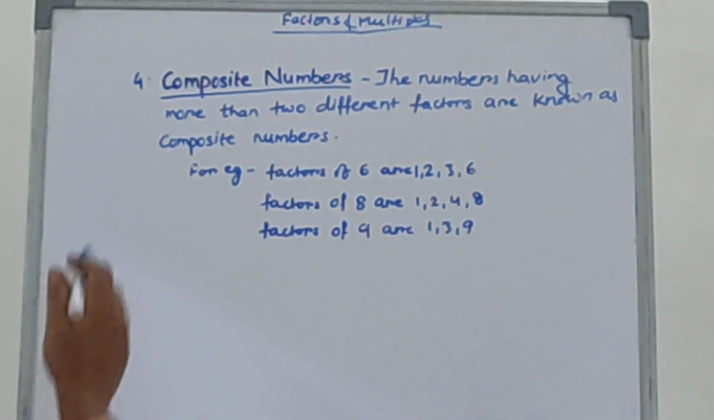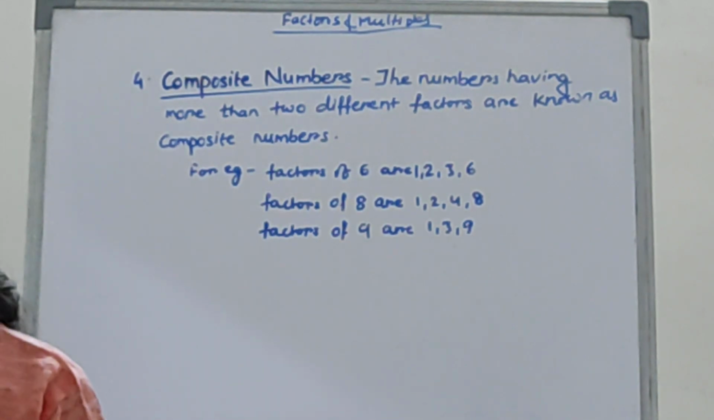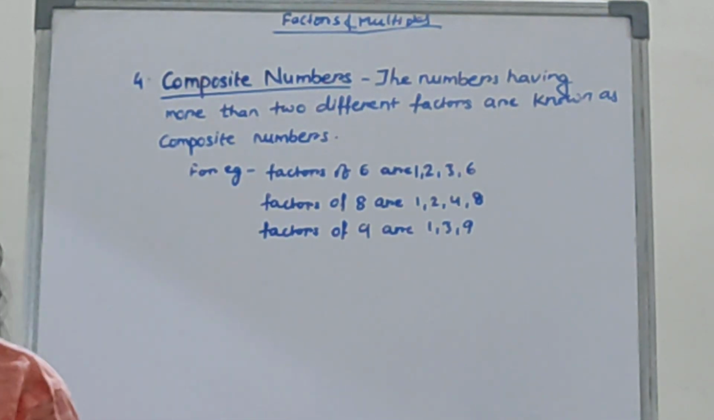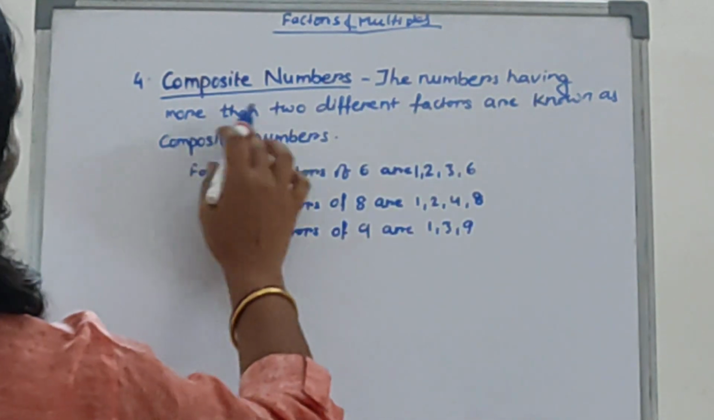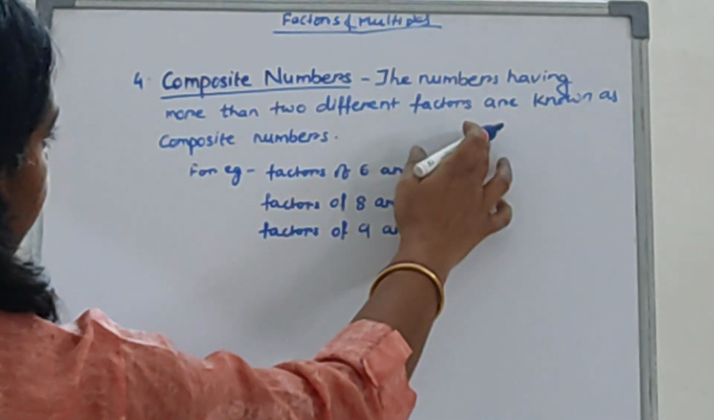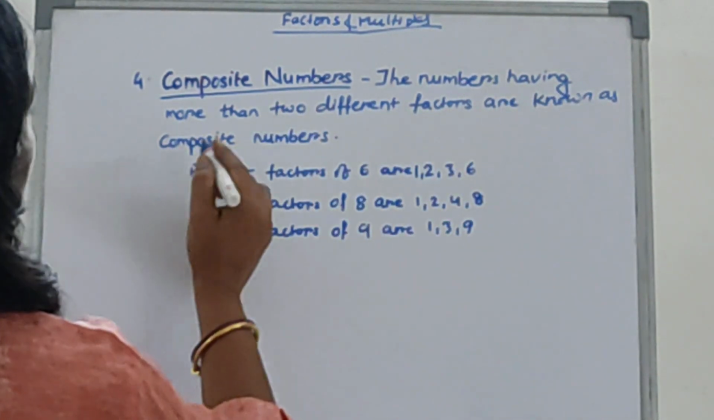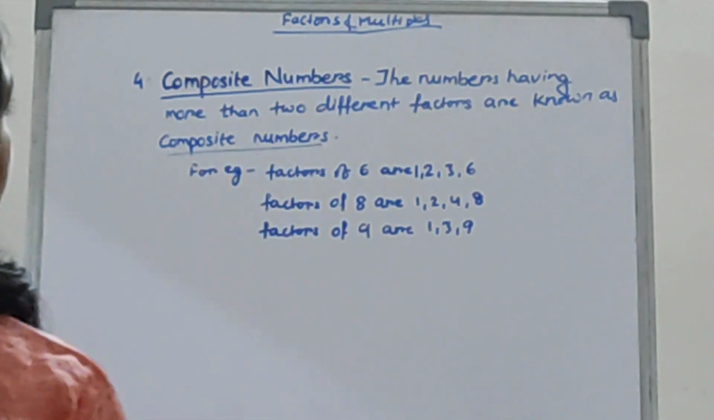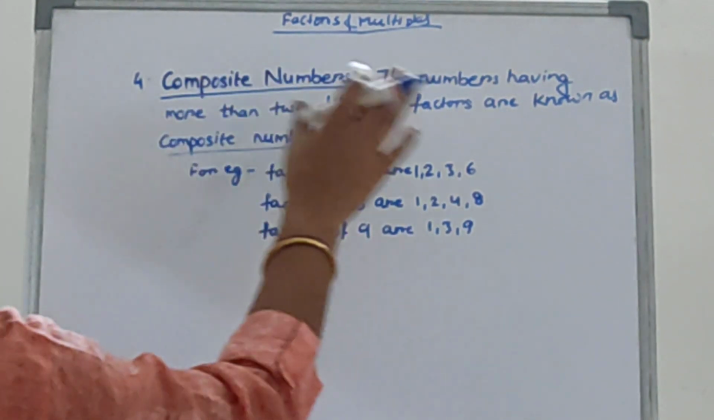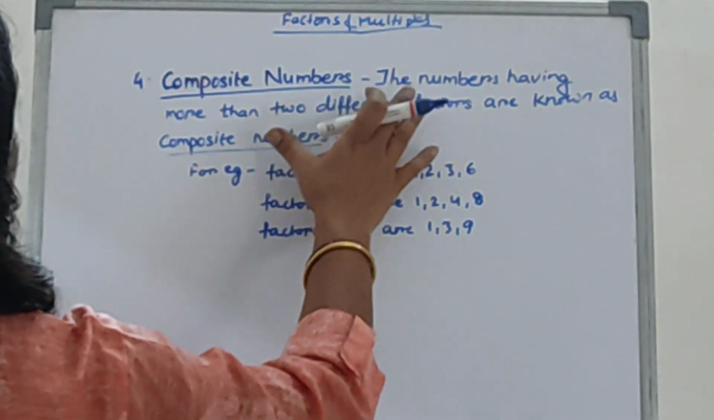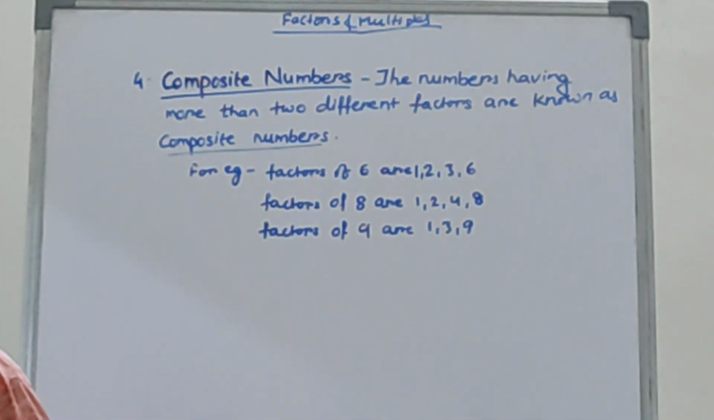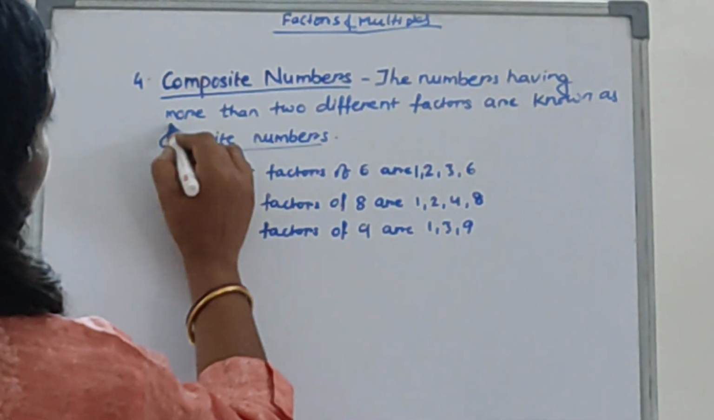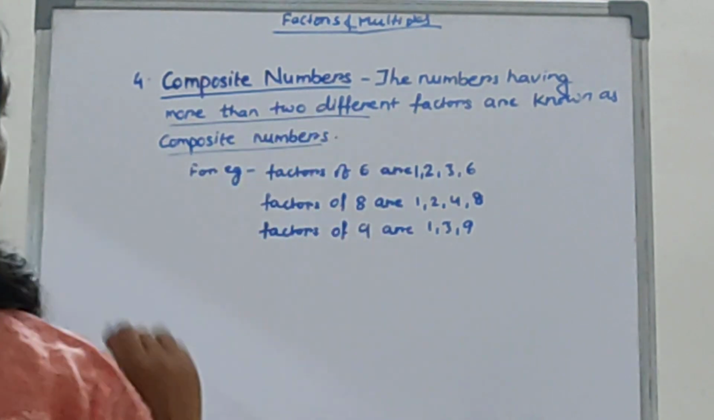Now see here, what are composite numbers? A composite number is a number having more than two different factors. These are known as composite numbers. So here the numbers have more than two factors. How many factors? More than two different factors.